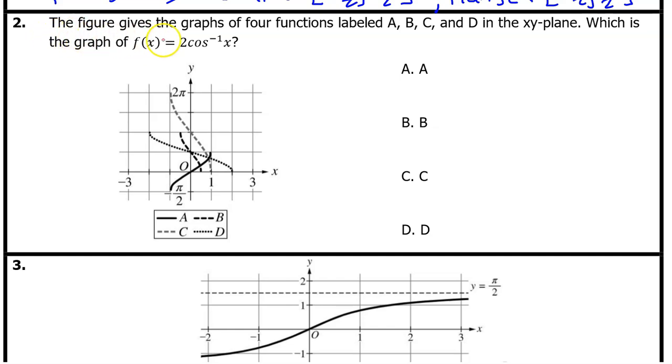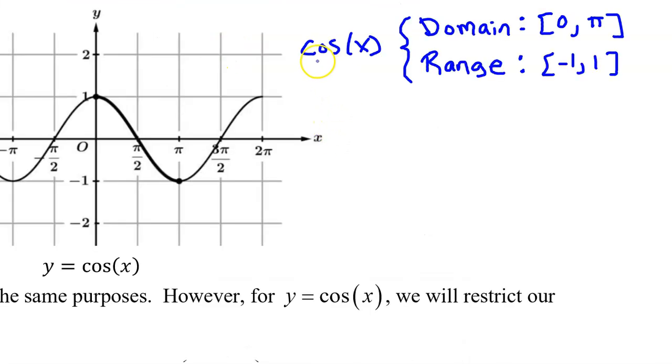Number 2. The figure gives the graphs of 4 functions labeled a, b, c, and d in the xy plane. Which is the graph of f of x equals 2 arc cosine of x? Remember that arc cosine is the inverse of cosine of x if we first limit the domain of cosine to the interval from 0 to pi. Also, remember that the range of cosine goes from negative 1 to positive 1 as always.